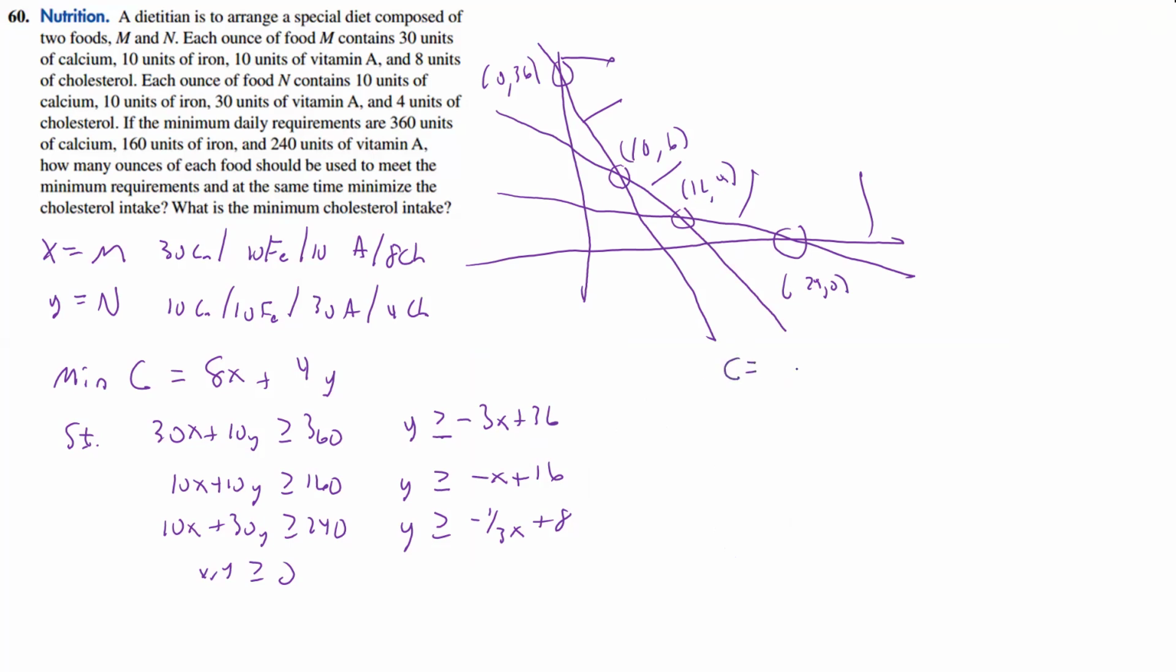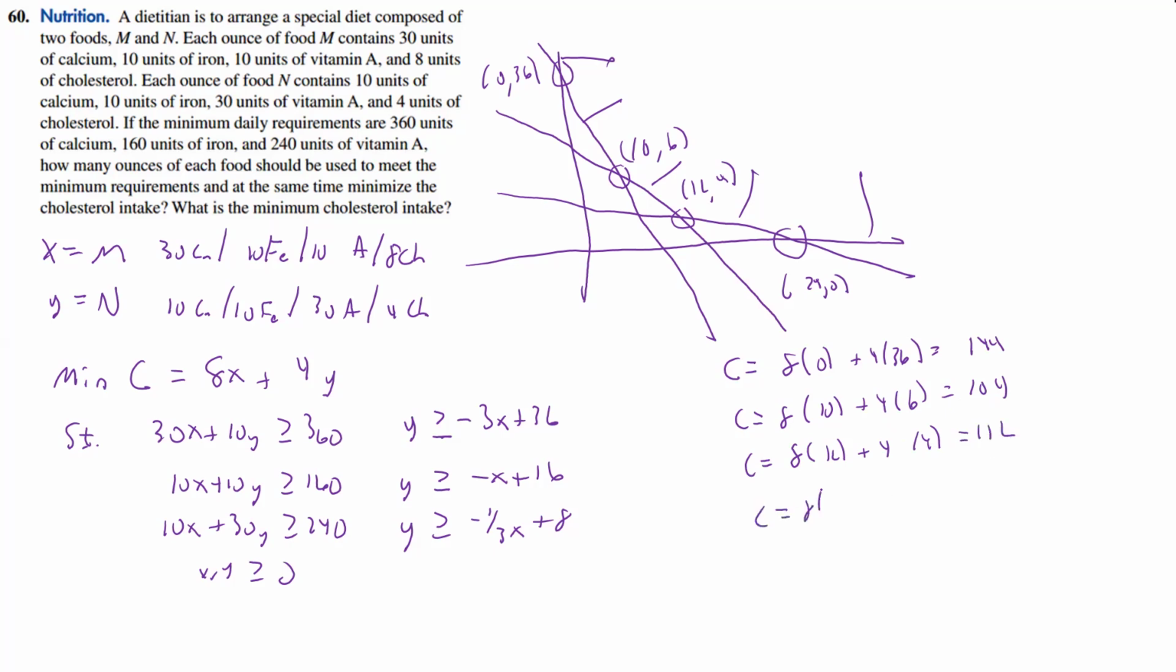So C is going to be equal to what? Well, at 0, 36 it's 8 times 0 plus 4 times 36, which is 144. At 10, 6, C equals 8 times 10 plus 4 times 6, so that's 80 and 24, which is 104. At 12, 4, we have 8 times 12, which is 96, plus 4 times 4, which is 16, so that's 112.